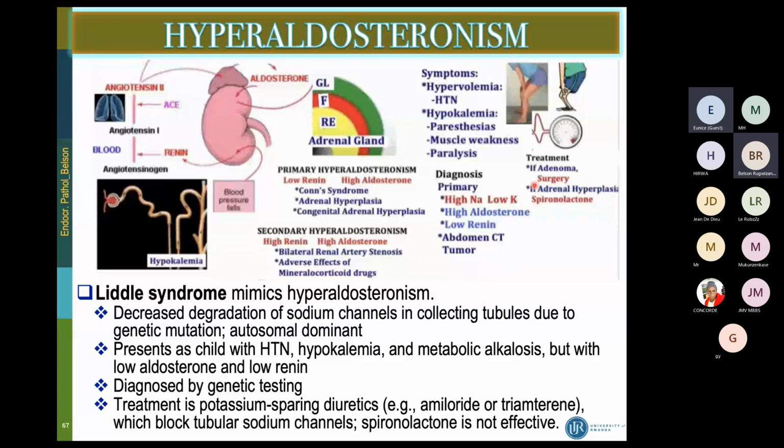So then we have a syndrome called Liddle syndrome, which mimics hyperaldosteronism. Here we have a decreased degradation of the sodium channels in connecting tubules due to genetic mutation, and this is in an autosomal dominant way. So the disease affects children. They develop hypertension, hypokalemia, and metabolic alkalosis. They have low aldosterone and low renin.